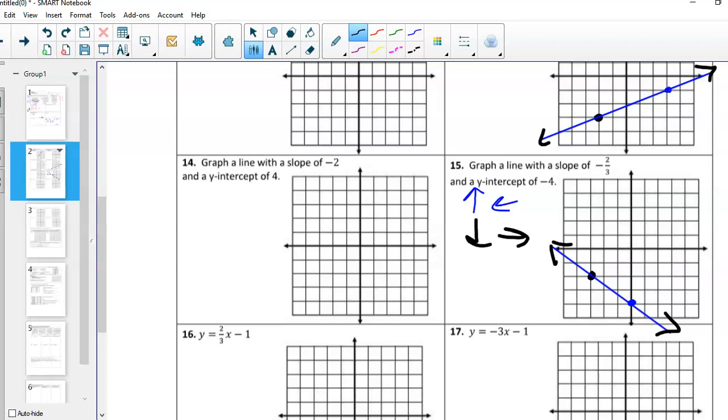So you're always going up or down first. So up 2, left 3. If you went up 3 and left 2, that would be the incorrect slope.